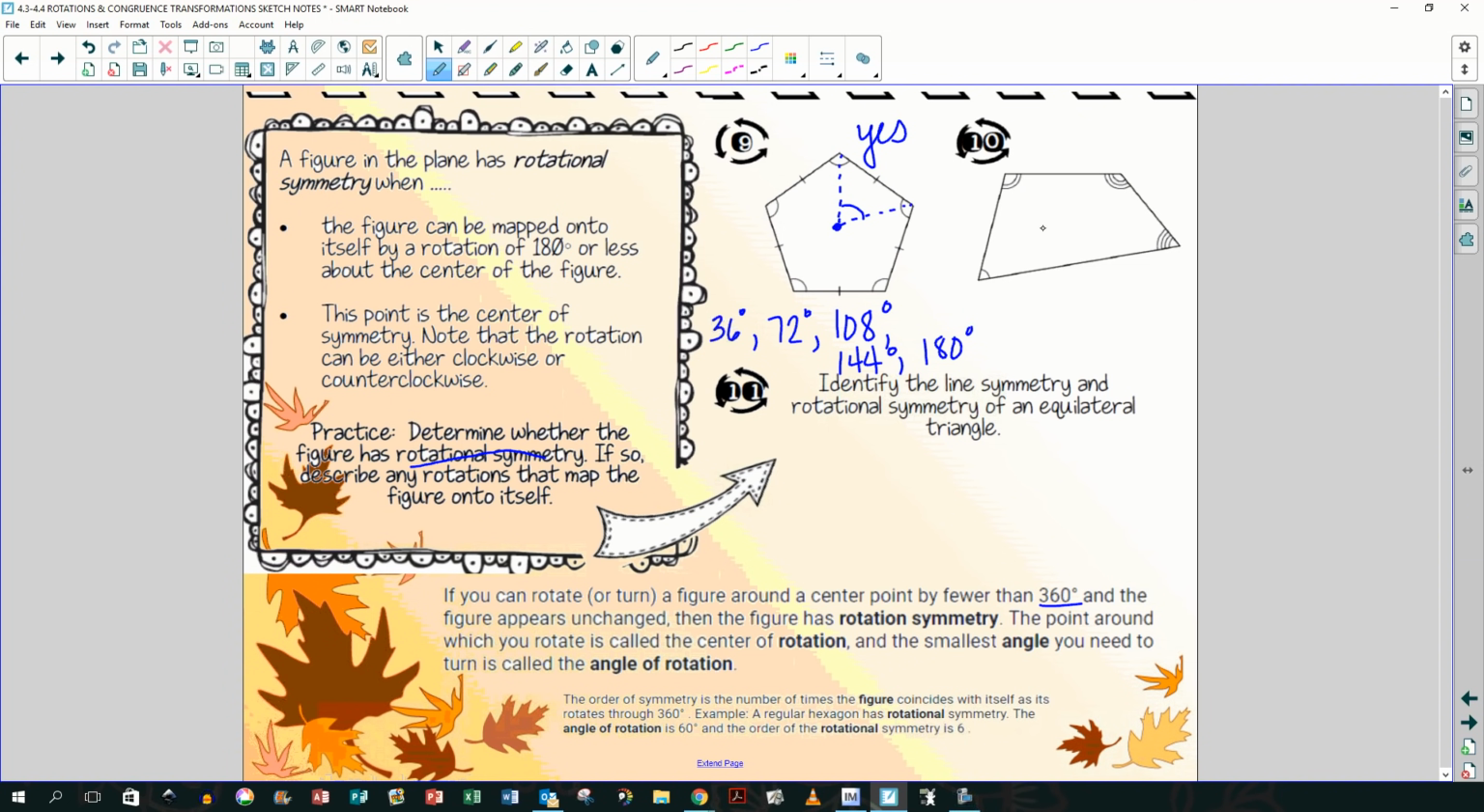Okay, so this one does not have rotational symmetry because if I were to rotate around the center, it's not ever going to be the same.